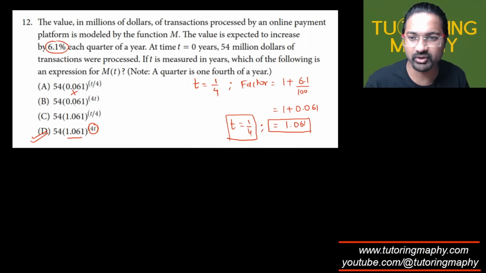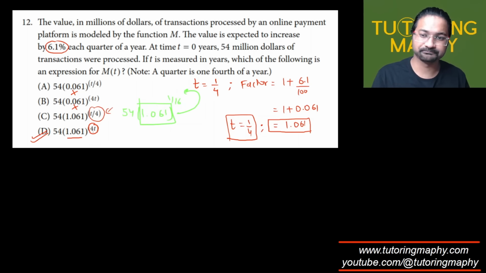These two are just not possible anyway because of 0.061, and it cannot be t/4, because if the expression has t/4 and we put t as 1/4, this will become 1/16. This will become 54 times 1.061 raised to 1/16, which doesn't really make any sense because I only need 1.061. I don't need it with the power of 1/16. So option D is the best choice indeed. Yeah, hope that makes sense.